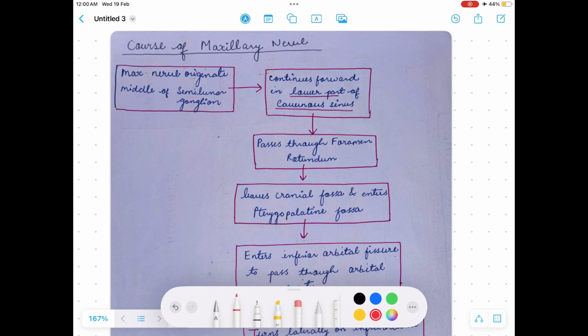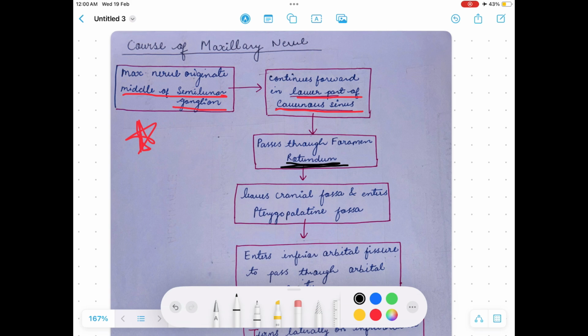First of all, maxillary nerve originates in the middle of semilunar ganglion. Remember the star mark where maxillary nerve originates. Then it continues forward in the lower part of cavernous sinus. Then it passes through a foramen, and the name of the foramen is foramen rotundum.